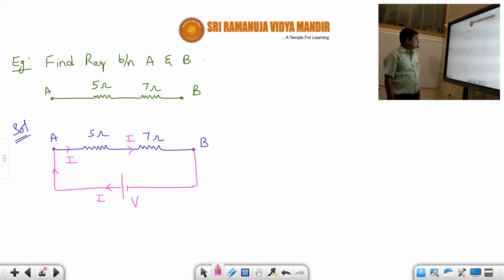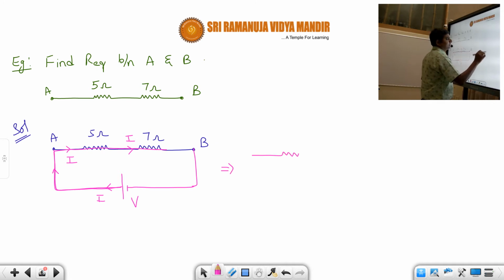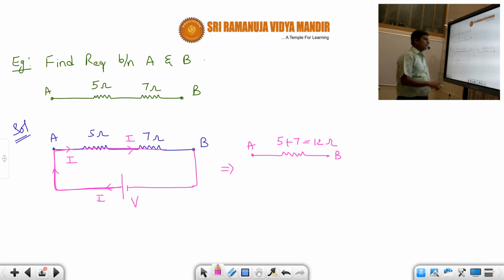Okay, students. So now since here the current is starting from here and going like this, and the same current is flowing in both the resistors, therefore they are in series. So therefore we can replace them with a single resistor of how much? 5 plus 7, that is equal to 12 ohms, students. So therefore the equivalent resistance across AB is equal to 12 ohms.